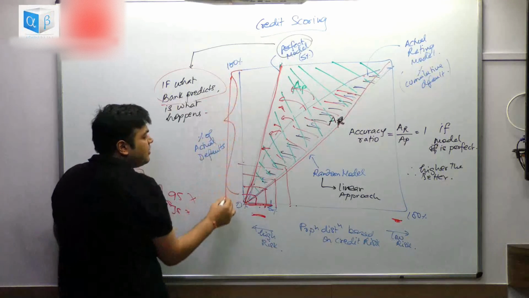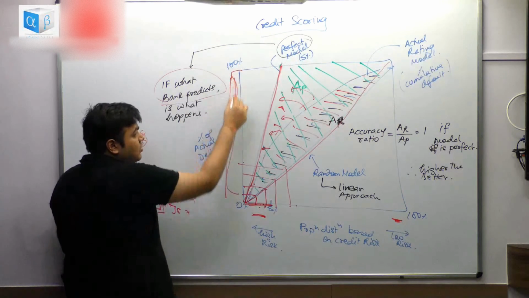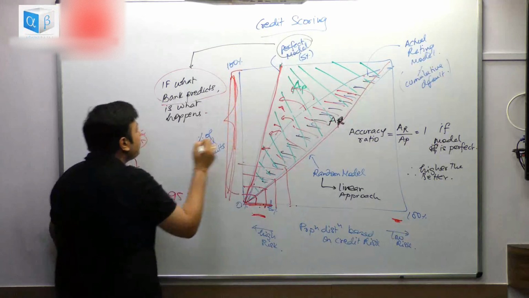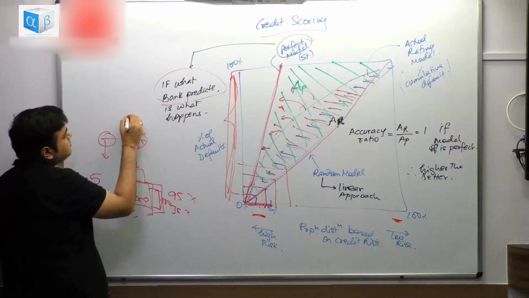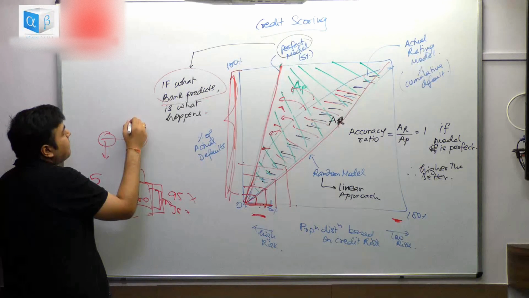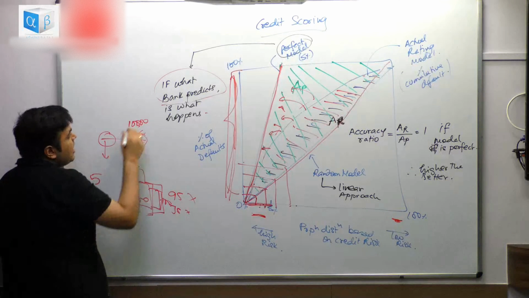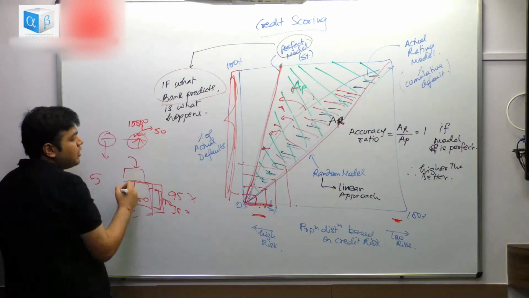If 100% of defaults. These are not the total number of customers, these are the total number of defaults. So let's say I had 10,000 people who took loans, out of which 5%, that is 50, defaulted.